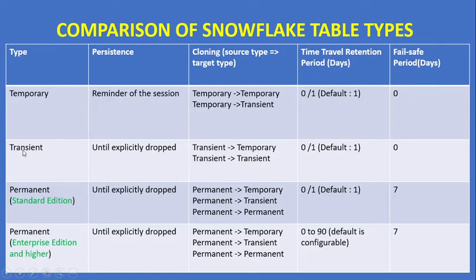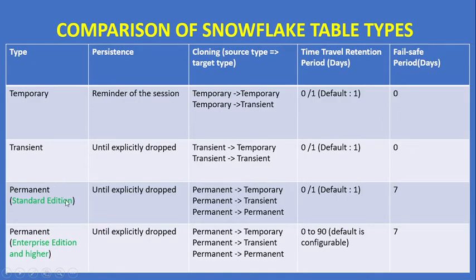And for the transient table, it persists until explicitly dropped by you. So when you drop this table, only then it will not be available, otherwise it will always be available. And we can clone this table transient to temporary, transient to transient. In the same way, the time travel retention period also defaults to 1, and other values are 0 or 1. Fail safe period for transient is also 0.